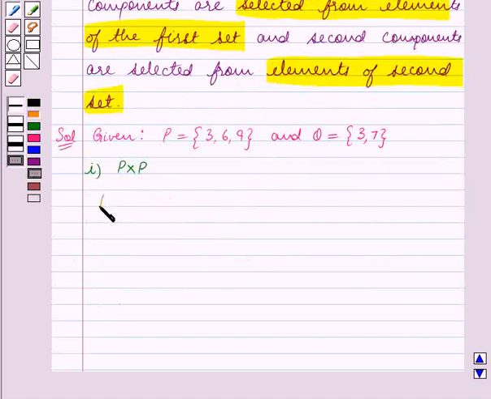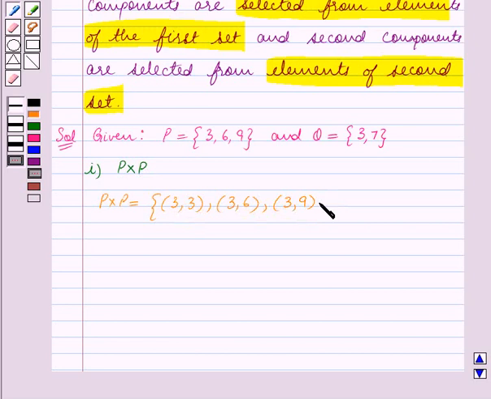So P cross P is equal to the set containing the ordered pairs. First, we will fix the first component as 3 and pair it with all the elements of the second set, which is P again. So the first ordered pair is 3, 3. Now in the second ordered pair, the first component is 3 again and second component is 6. Similarly, in the third ordered pair, the first component is 3 again and the second component is 9. So in this way, we have first fixed the first component as 3 and paired it with all the elements of the second set, which is P.